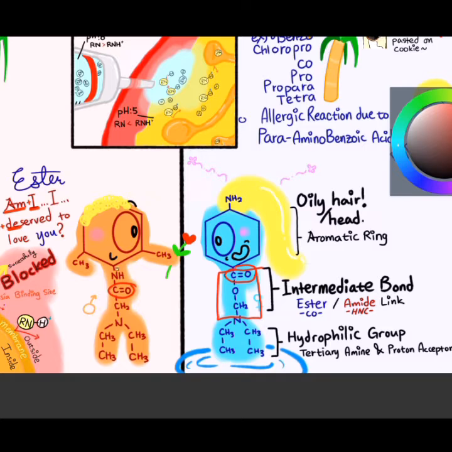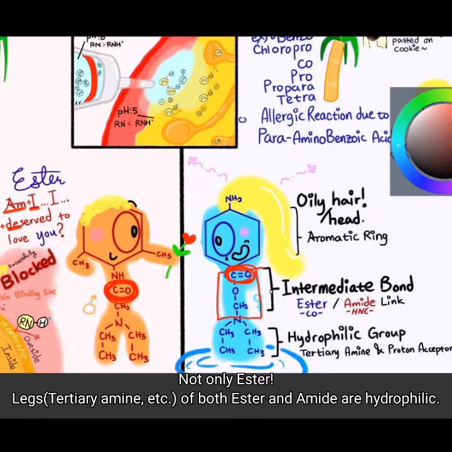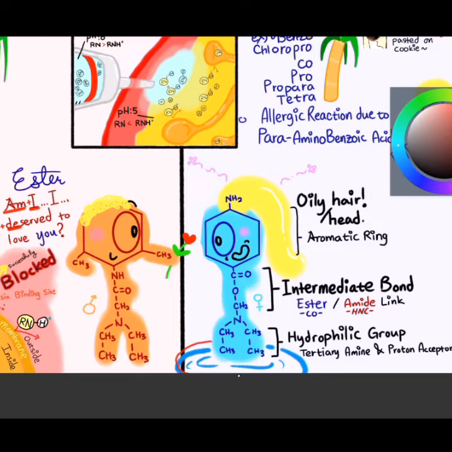Amide, since he is a male, he has a lower protrusion on his torso, while this ester is a female, so she has an upper protrusion. All right, and remember that she is the princess of water. So she is standing on the water, representing that her legs are hydrophilic. So it is composed of tertiary amine and proton acceptor.